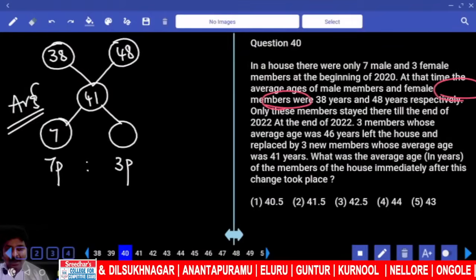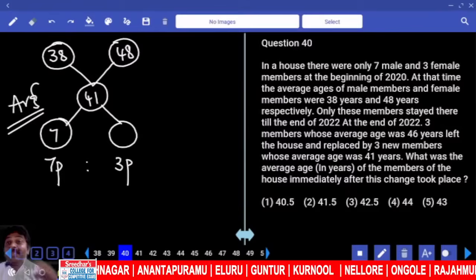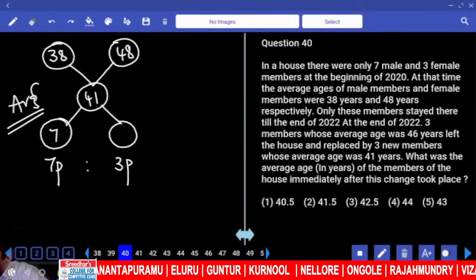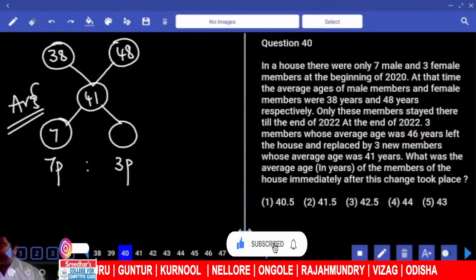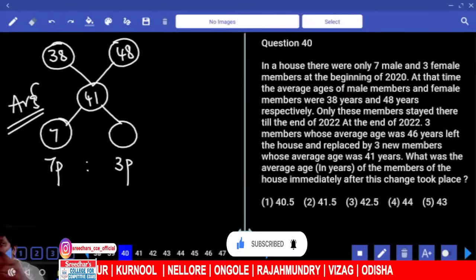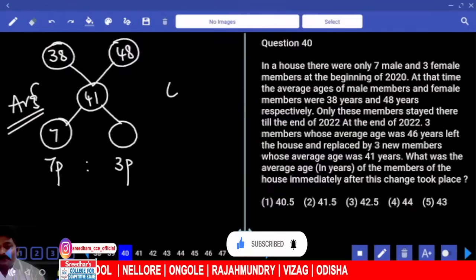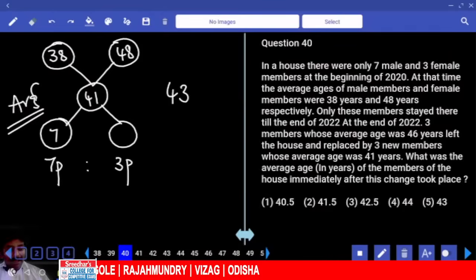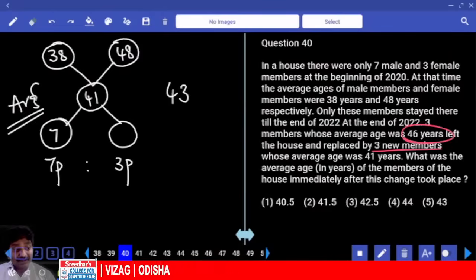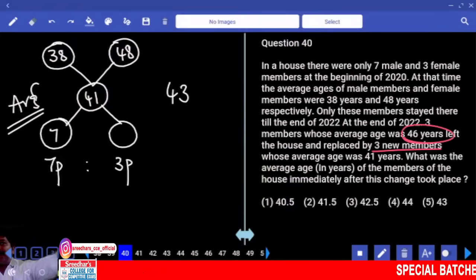In which year? 2020. Now all these people continued for the next 2 years. If the average in 2020 was 41, if the same people continued in 2022, that is after 2 years, the average should become 43 only. Now replacement happened. How many people are going out? 3. What's their average? 46. And how many people are coming? 3. It's a perfect replacement, because 3 are going out and 3 are coming.